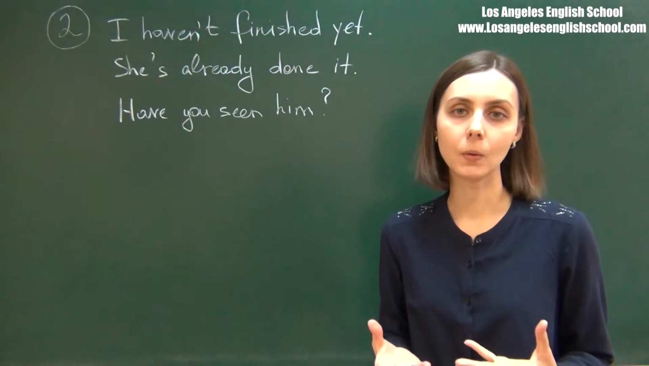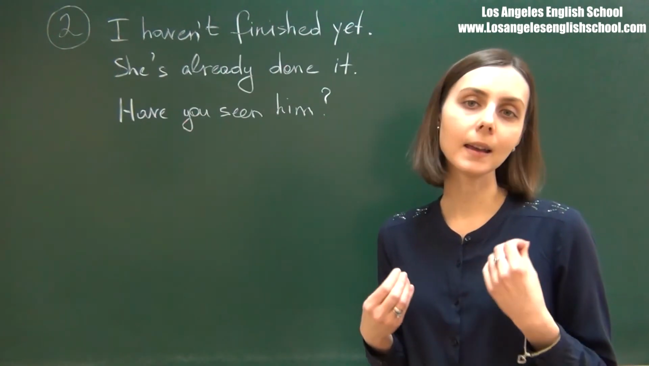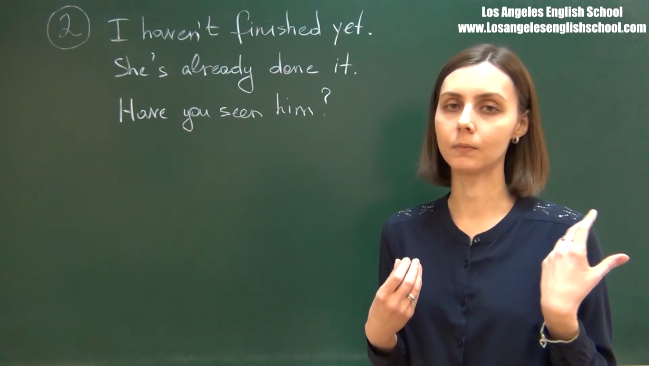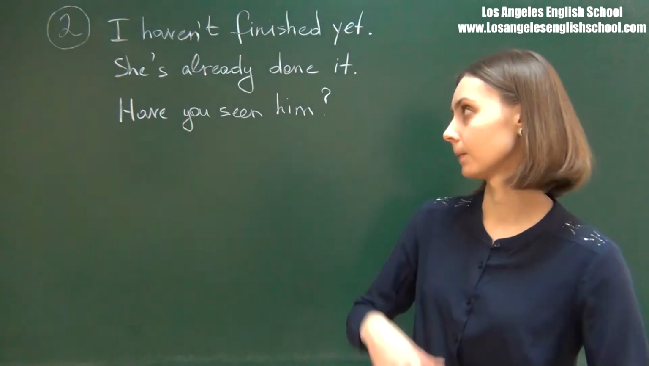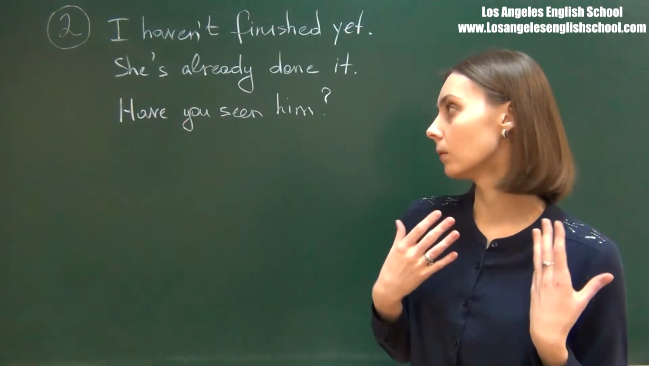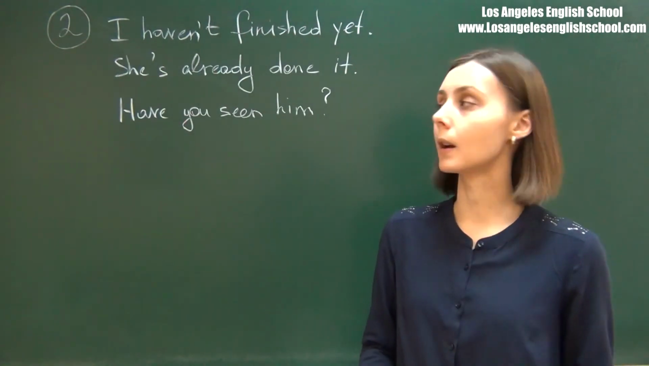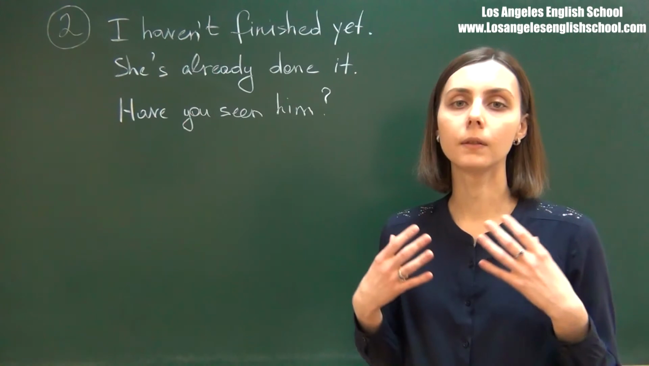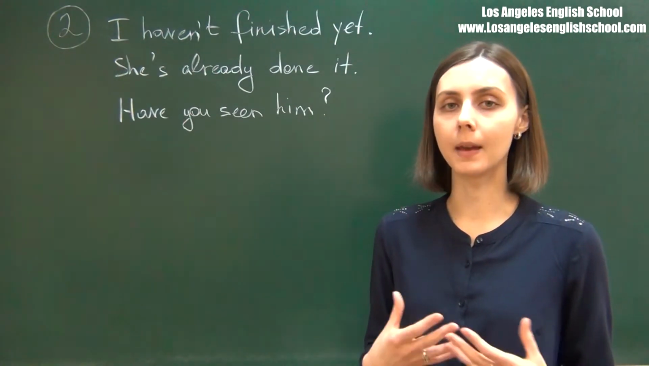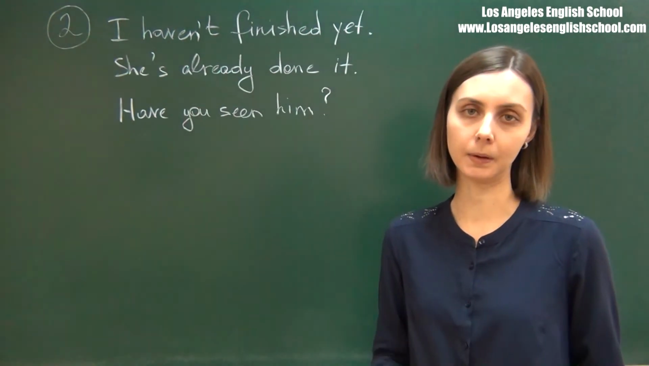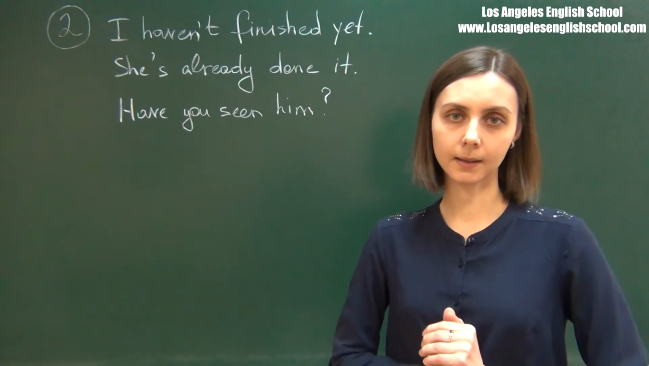Or for example, you are in an office and you ask somebody, why isn't Kate working on the project? And someone says, she's already done it. Or you are looking for your friend and you come to somebody and you ask, have you seen him? In this case, we focus on results of some actions and we need to use the present perfect. Let's move on to the third case when we can use this tense.